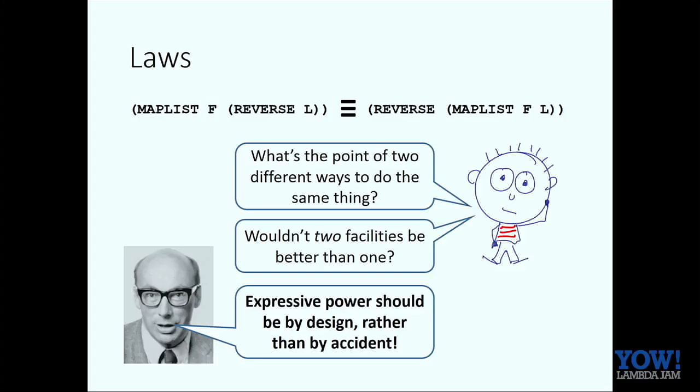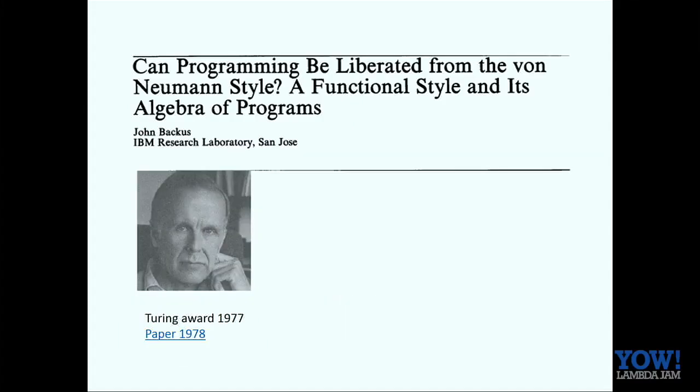So Landin really emphasized the importance of laws, and I think ever since then, functional programmers have cared about whether their programs satisfy nice laws. Let me jump ahead to another landmark paper. Can Programming Be Liberated from the von Neumann Style by John Backus. Who knows who John Backus was? Okay, ooh, many people do, many people don't.